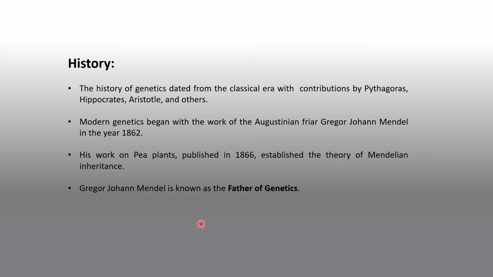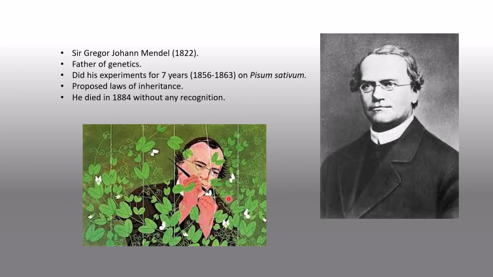Now, the history of genetics dates back to the classical era with contributions by Hippocrates, Aristotle, Pythagoras, and others, whereas modern genetics began only with the work of Gregor John Mendel in the year 1862. His work on pea plants established the theory of Mendelian inheritance or Mendel's Law. So, Gregor John Mendel is known as the father of genetics.